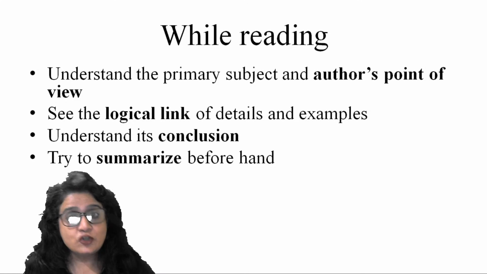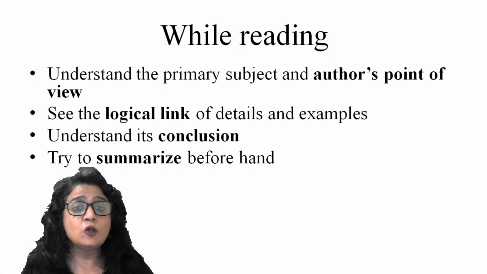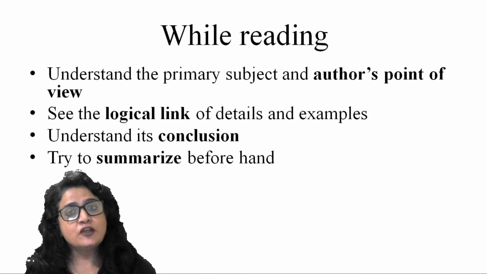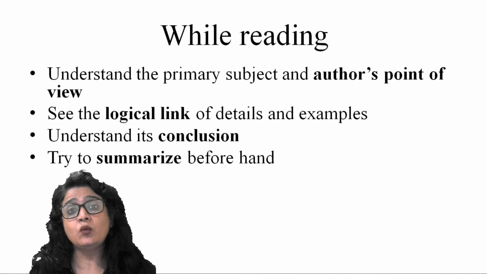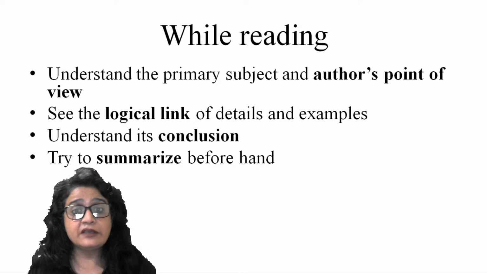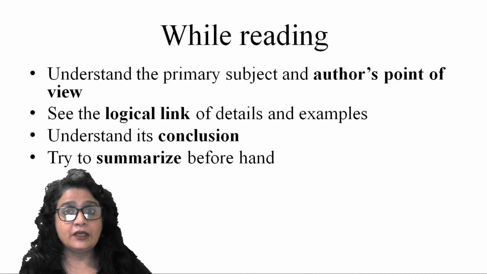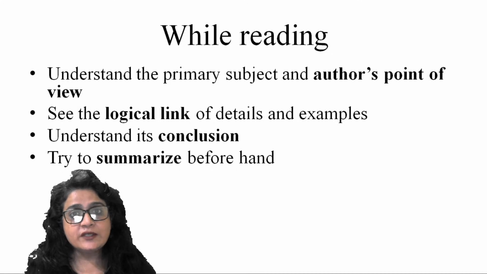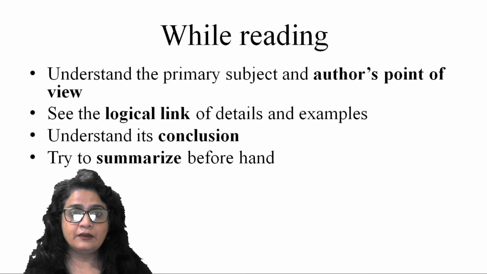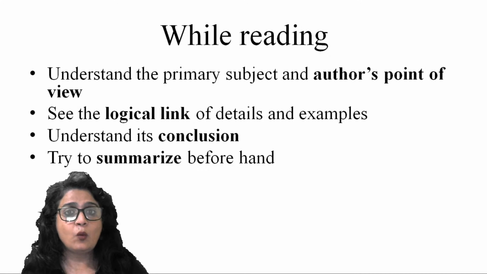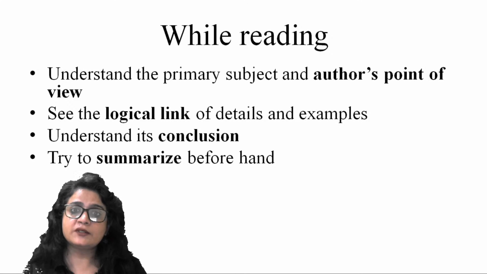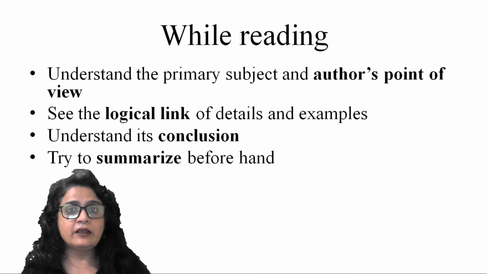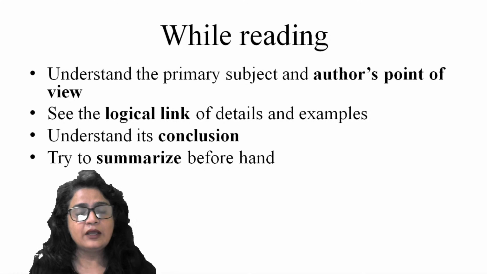The next job you have to perform is to see the logical link of details and examples. If he gives an example, try to see what he wants to prove by giving that example. If he gives a detail, meaning a fact, statistics, supporting detail, another example, what is it that he wants to prove by giving so many examples, so many details? Third, understand its conclusion. When you read these three essential parts, try to understand what he concludes his argument with, what he concludes his paragraph with. Is he bringing a shift in his thought, or is he just concluding what he set out at the beginning of the paragraph?